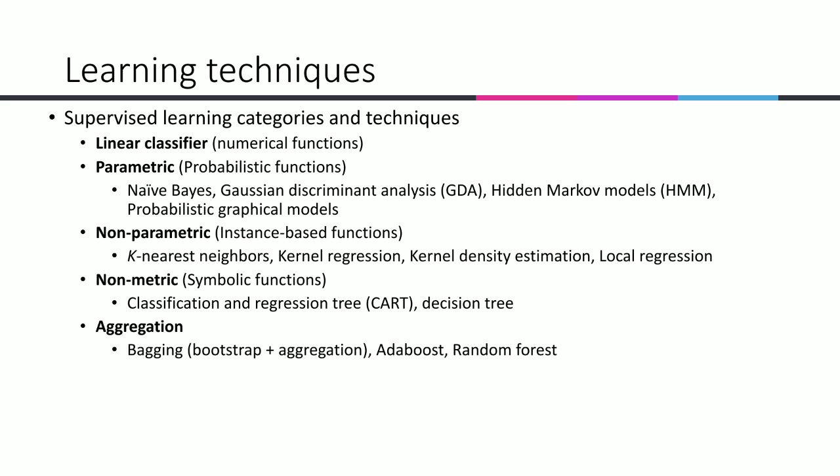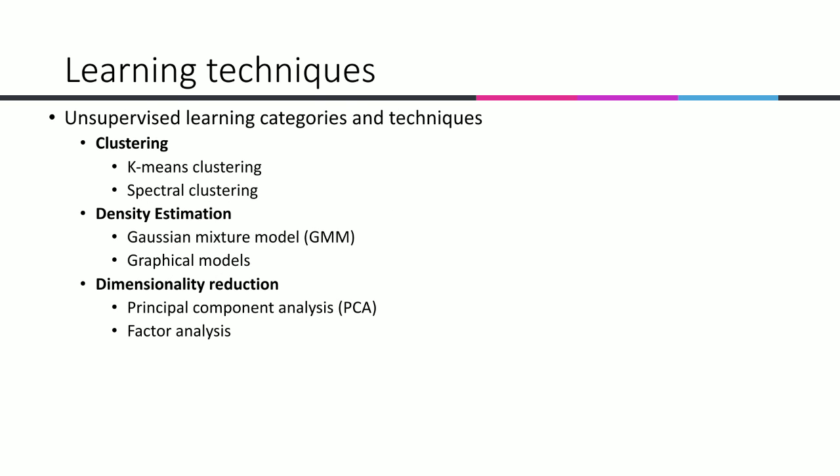KNN is used, kernel regression, kernel density estimation, local regression. In non-metric, it is a symbolic function: classification and regression tree, decision tree is used. And aggregation, that is bagging, bootstrap plus aggregation. Then AdaBoost and random forest are used. So these are the supervised learning categories.